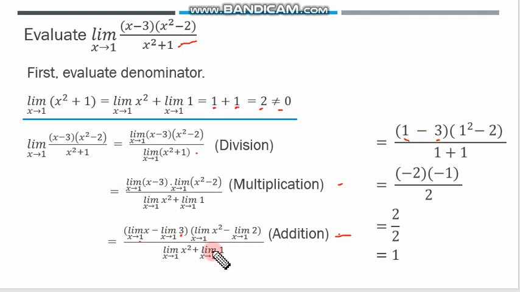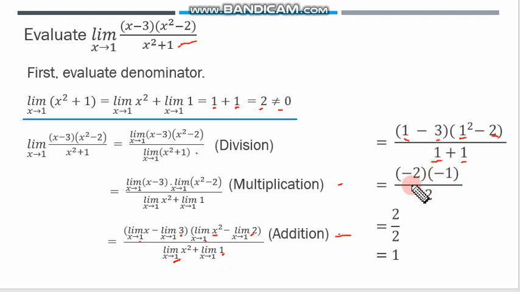So 1 minus 3. Limit of the x is the value of c. So that's 1 squared. And the limit of a constant is the constant itself, which is 2. And the denominator, limit of x is the c. The c here is 1, so that's 1 squared. And the limit of a constant is the constant itself. Again, this is 1. So 1 plus 1.